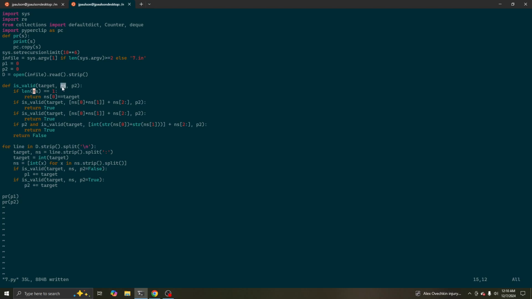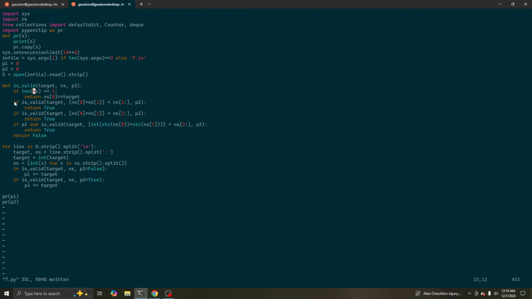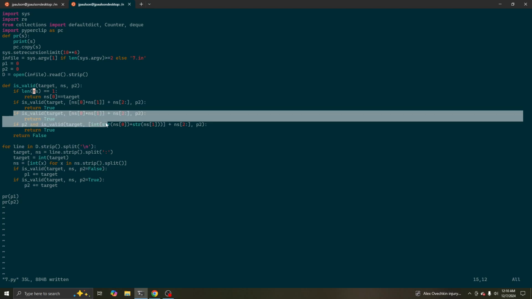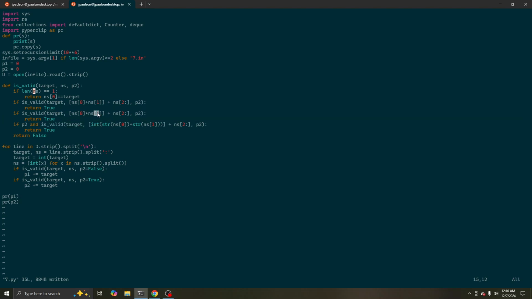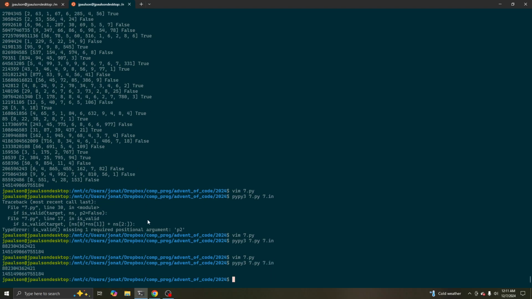The idea is that we're just going to follow the instructions and reduce the equations. If we only have one number left, then we win only if we're equal to the target. Otherwise, we could try adding the first two numbers along with the rest, or multiplying the first two numbers along with the rest. Or in part two, we can try concatenating the first two numbers: convert them to a string, concatenate the strings, convert back to an int, along with the rest. This is a pretty straightforward description of what the problem wants you to do, and it prints out the right answer quite quickly.